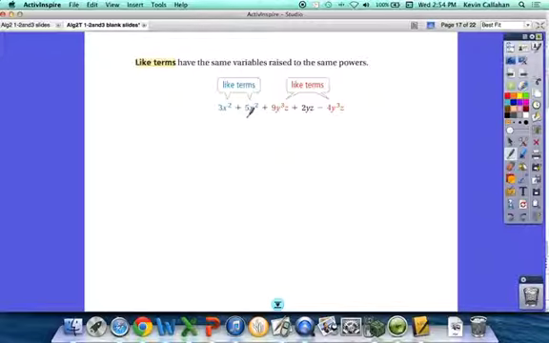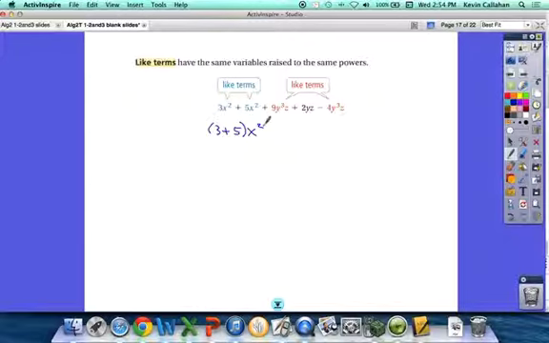How do you combine them? What's the vocabulary word from the last slide? The coefficients, right? You add or subtract the coefficients. In this case, it is 3 plus 5 x squared, right? You combine like that. And it does not change the squared. Don't try to turn that into a fourth. It's not x to the fourth.